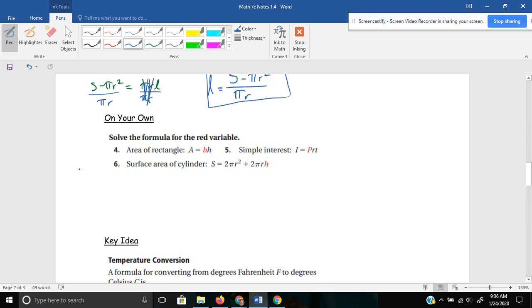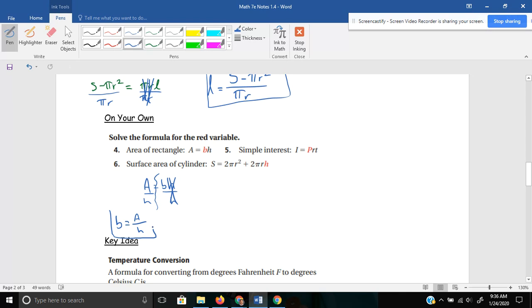So for number 4, I've got A equals B H. I want to solve it for the red, so in the end I want it to say B equals. How do I get B all alone here? Well, I just divide by H on both sides. H divided by H cancels, and I'm left with B equals A over H.